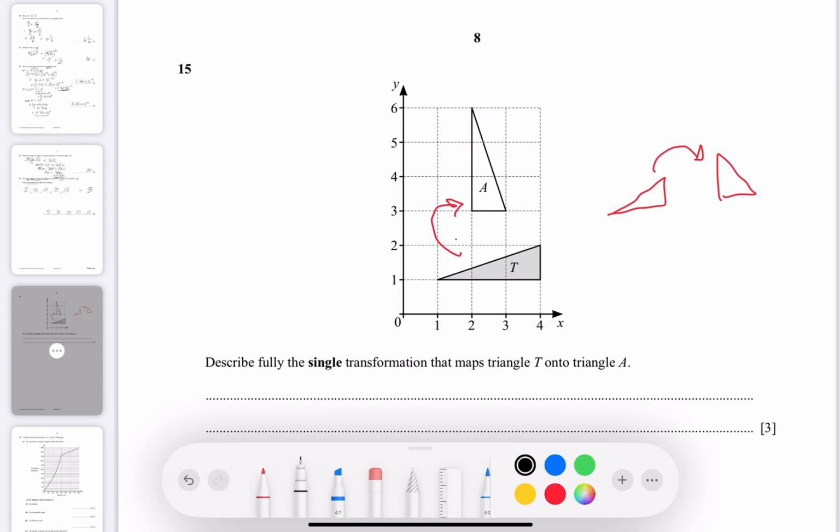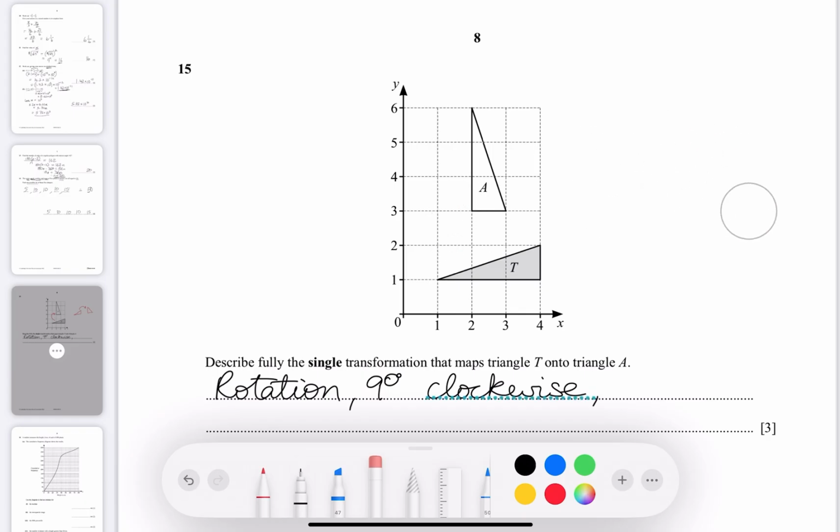So if we write that here, rotation. Writing rotation is just 1 mark already. And then 90 degrees clockwise. That's another mark. Now we have to find the center of rotation. So ideally in an exam, you would have tracing paper, and you would trace the shapes and then calculate the point of rotation. But here I'm going to show you one way of doing it in case you don't have tracing paper, or if you want to check your answer.